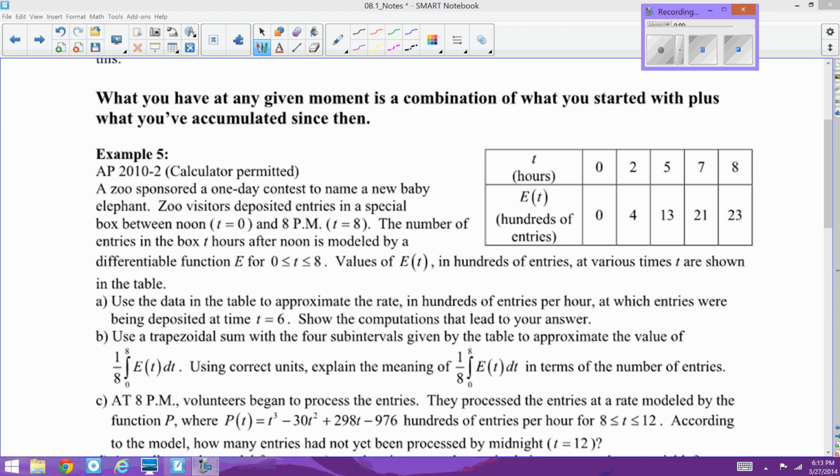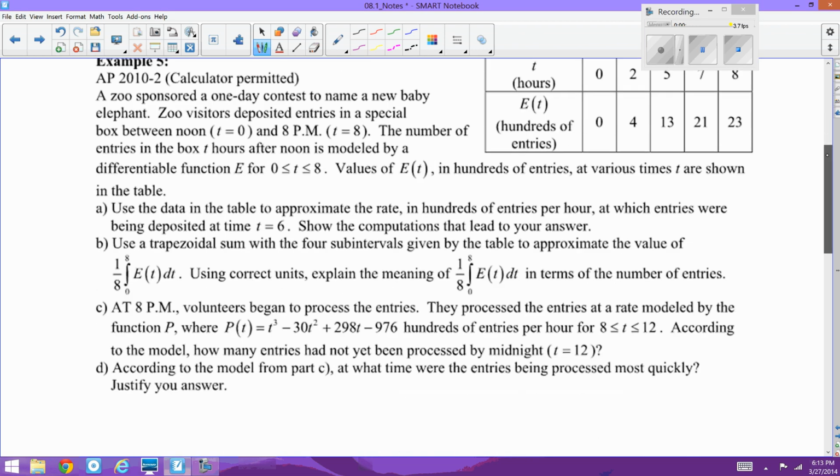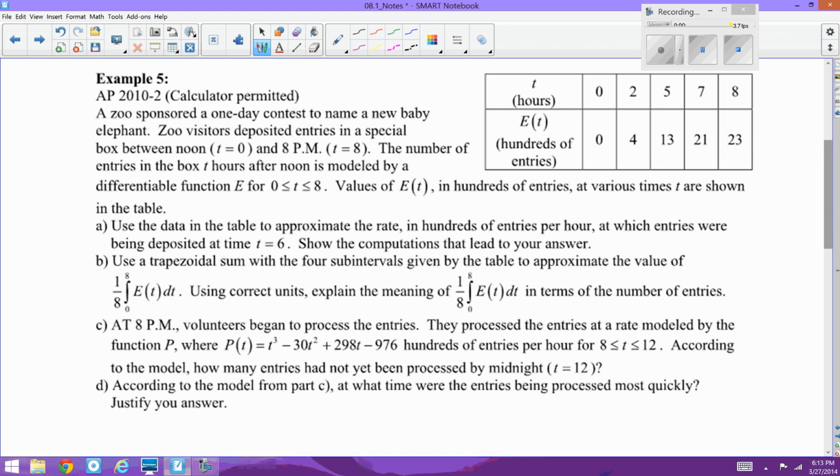Example 5, the big idea of this is what you have at any given moment is a combination of what you started with plus what you've accumulated since then. With example 5, we have a table here, and you'll see in each of these kinds of free response problems a lot of times you'll see a graph, other times you'll see a table, other times you see an equation, or there might be some kind of verbal description, and you have to be able to go back and forth between all of those versions and understand them inside and out.